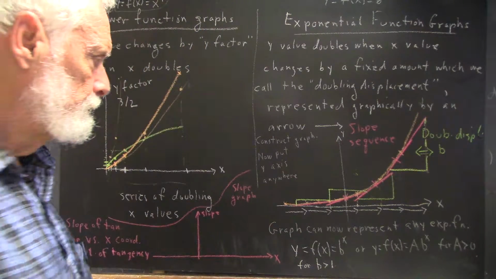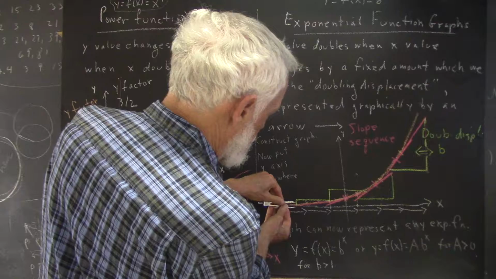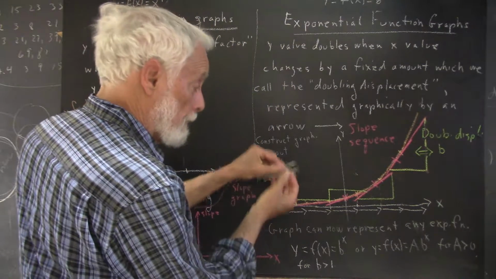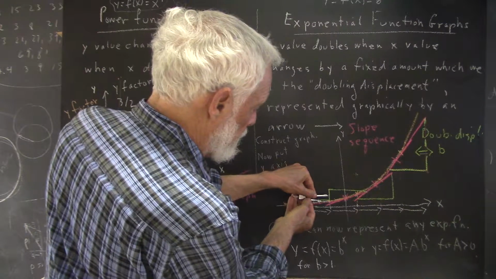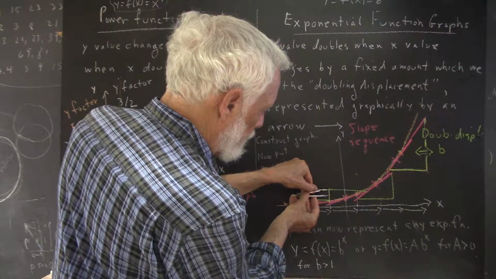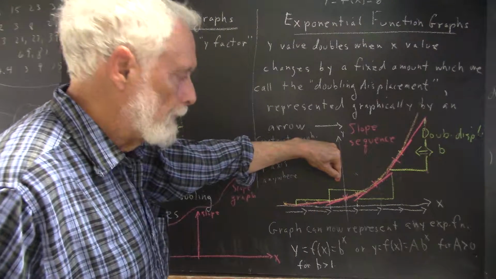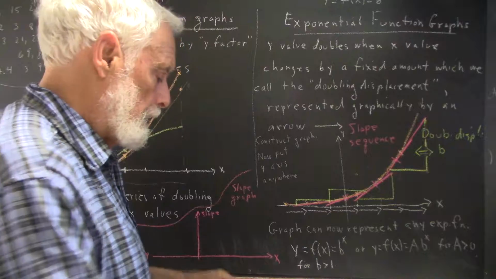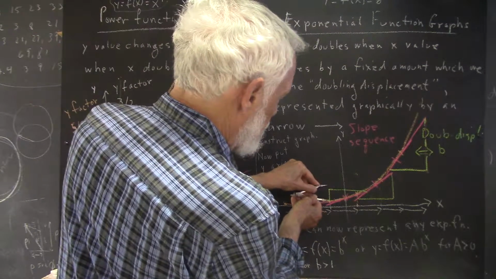Then I can check this out. Okay. The rise of this triangle is represented by this distance. Now, if I do that distance and then do it again, it looks like the rise of this triangle is about double the rise of this triangle. Now, what's the rise of this triangle?